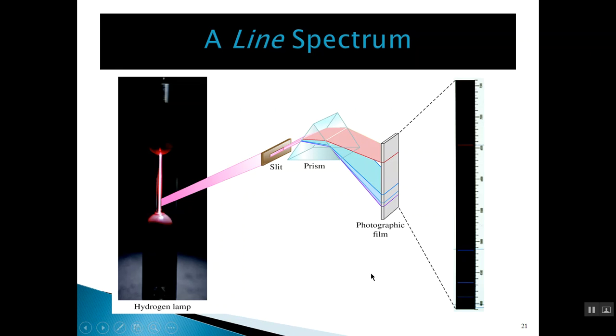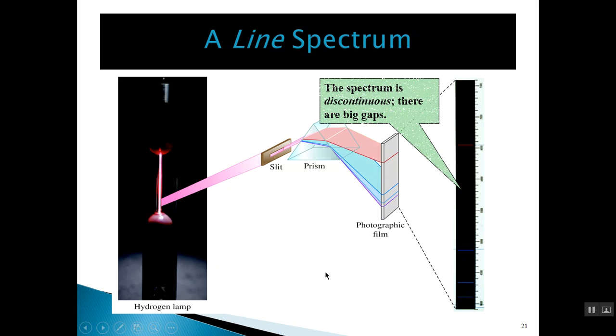So as you can see, the line spectrum consists of several lines of different colors, and the different colors, of course, correspond to different wavelengths. All right, so that's very different from what we saw before, where we saw the continuous spectrum. So basically, you have specific lines, and you have dark regions within or between the lines. All right, so that's basically what the line spectrum looks like.